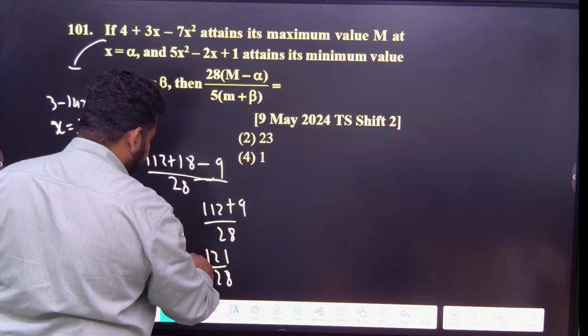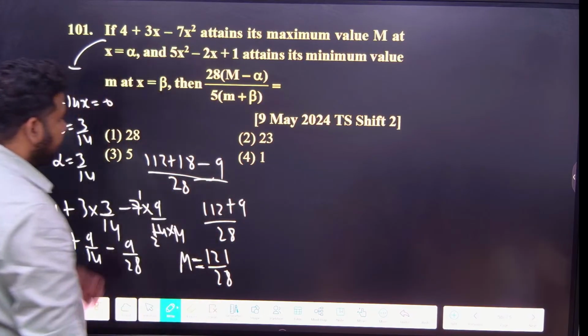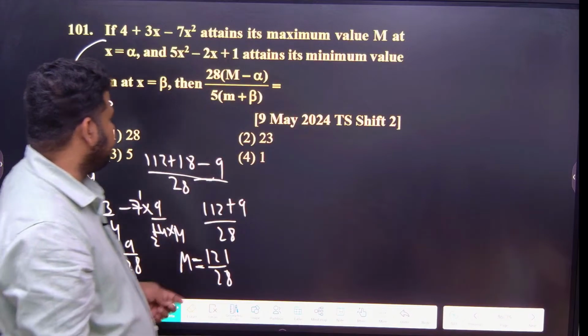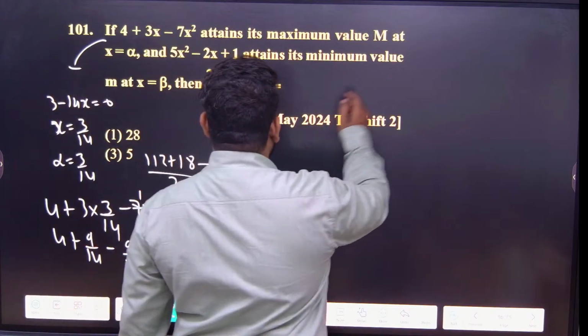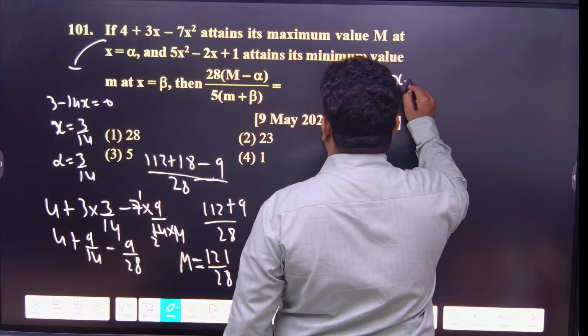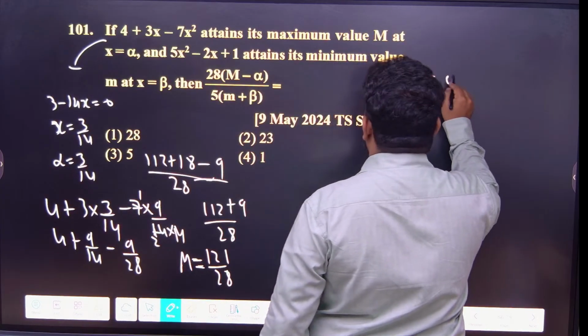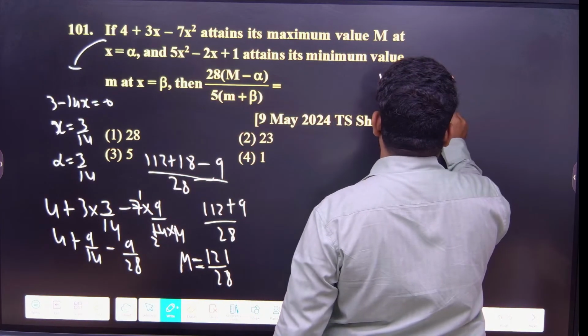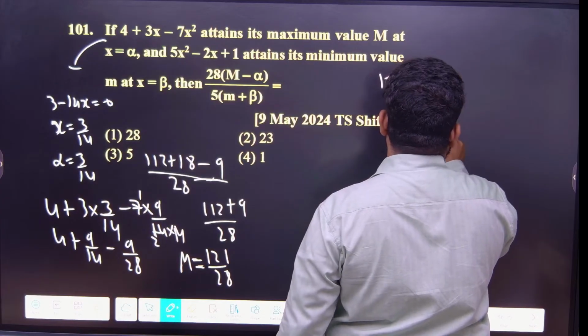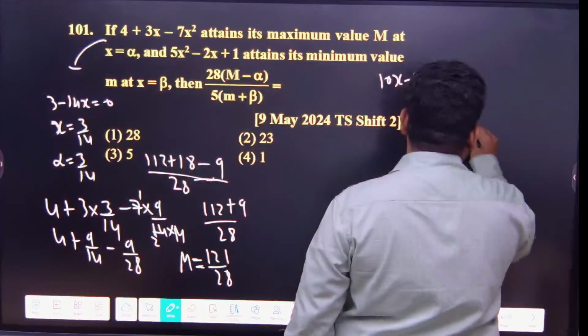That is the M value, maximum value. We have to find what? Minimum now. So for that we have to find beta also. So differentiate that, we will get what? 10x minus 2 is equal to 0. So 10x is equal to 2. So x is equal to 1 by 5. That is what we are getting.